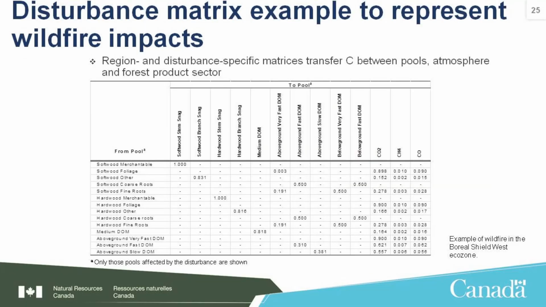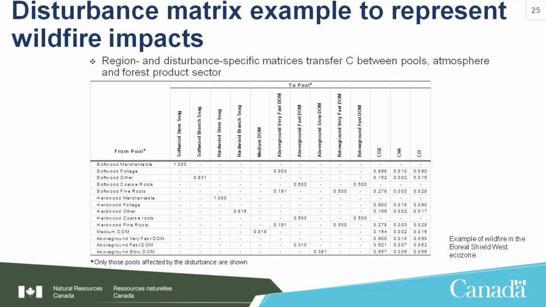Here's a simplified example of a wildfire disturbance matrix, and note that there are more pools than can be shown on the slide. The column on the left represents the pools containing carbon prior to the fire, and rows at the top represent the pools, emission types, or transfer to forest products following the fire, and the values represent the percentage of the carbon pool in the column that transfers to each top row carbon pool, emission, or forest products.